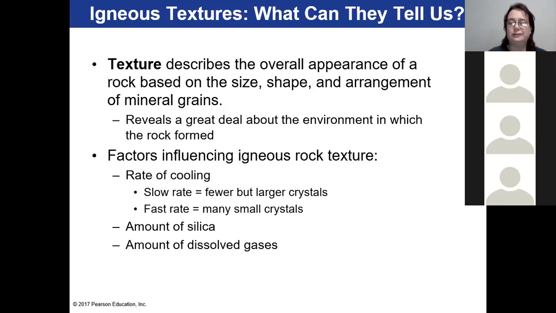All right, texture. Again, texture is the size, the shape, how the crystals are arranged, how they are connected and bonded together. The texture will tell you a lot about the magma it came from and about how it was either erupted out or cooled, if it's intrusive or extrusive. So the slower a rock cools, you'll get larger crystals because it's giving them time to grow larger. The faster the rock cools, you'll have smaller crystals. They don't have the time to grow. The amount of silica will also influence the type of minerals, and the amount of volatiles will also influence the texture.